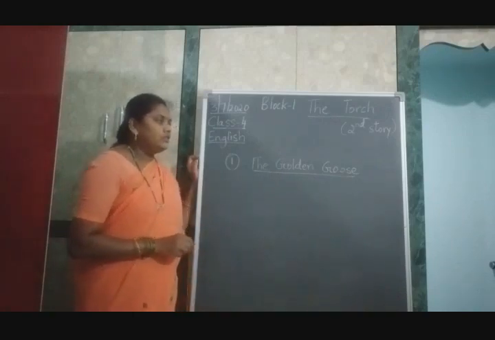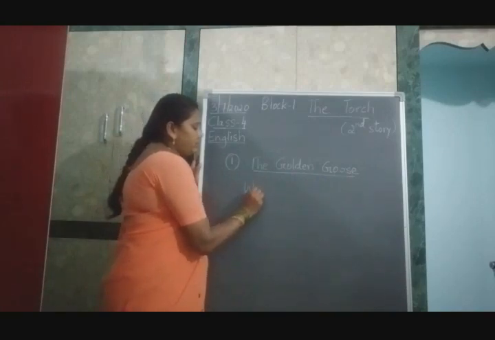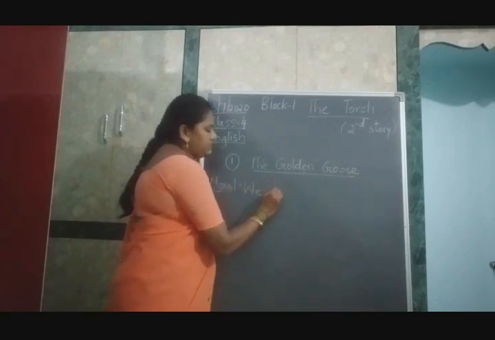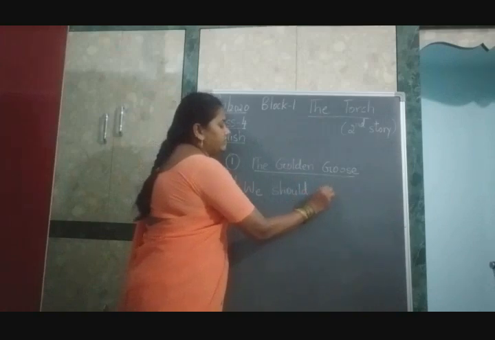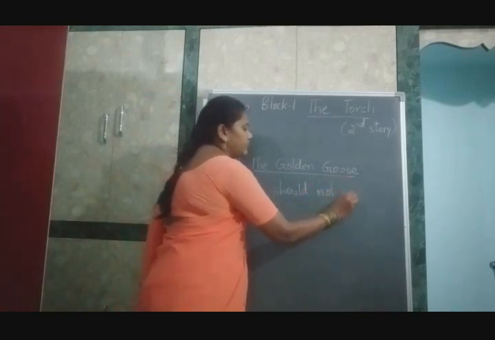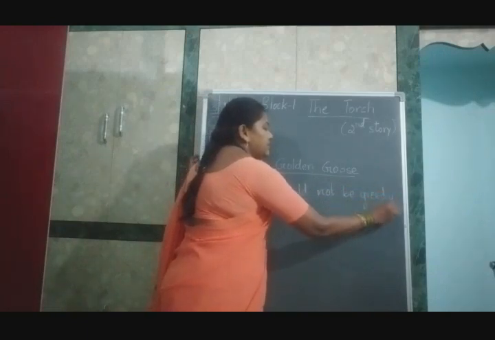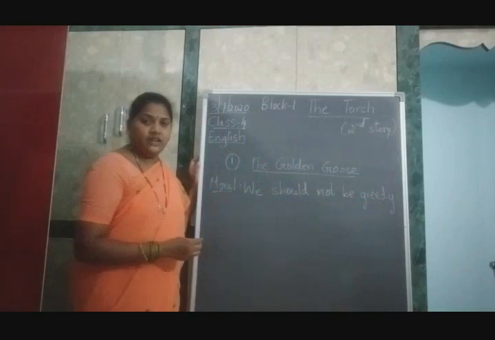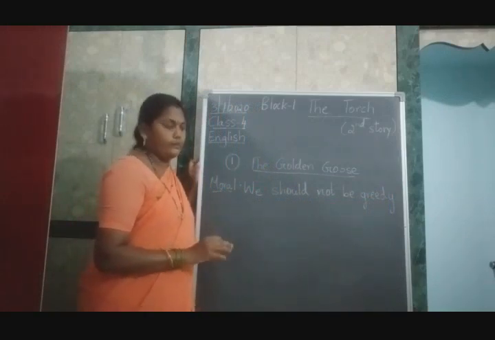Now, what is the moral of the story, the golden goose? The moral of the story is we should not be greedy. If you remember, the old woman was greedy, right? Because of her, the golden goose lost her golden feathers.